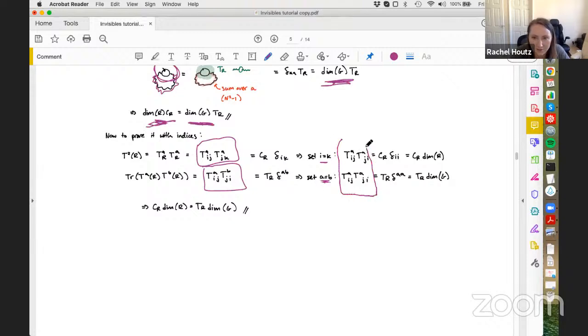And then these two expressions, these two numbers are the same, which corresponds to CR times delta II, and you're summing over I. So that gives you CR times the dimension of the representation, and this gives you TR times delta AA, so you're summing over A, where A is the group index. And so this gives you TR times the dimension of the group. And so because these two numbers are equal, you can again show that this relationship is true. So, any questions on this problem before I move on to the next one?